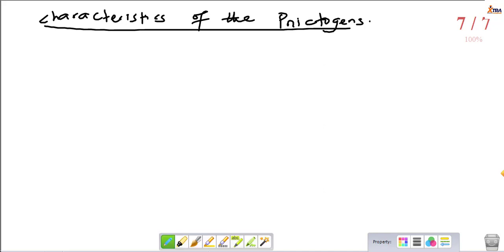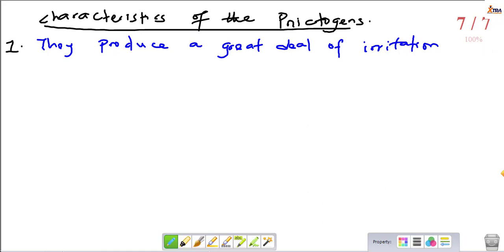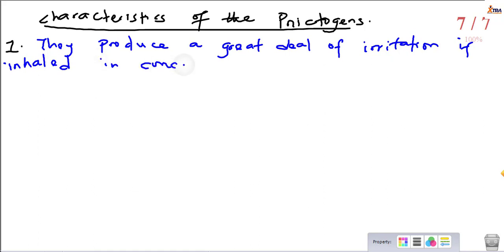Now, coming back to their chemical properties, what do we say? Number 1, they produce a great deal of irritation if inhaled in concentrated amounts. That's the first one. That's why they are called pnictogens.